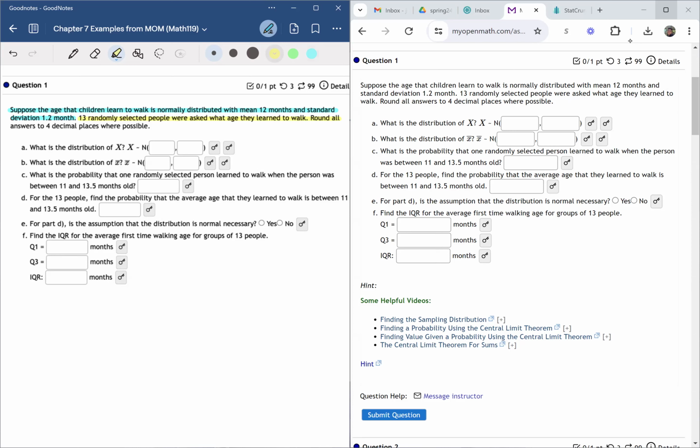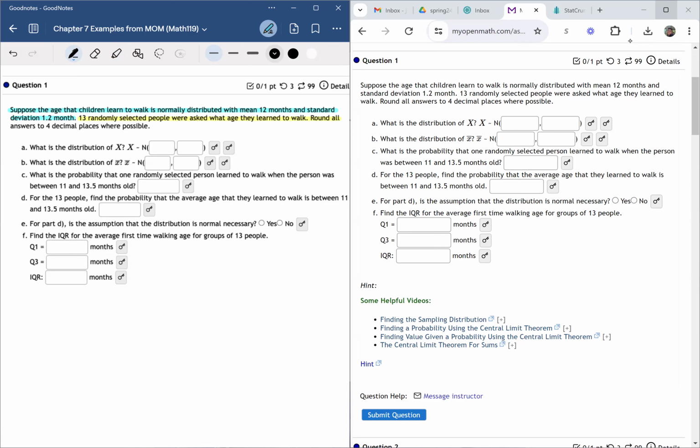And if we read a little bit further down for a moment, we'll see that we have questions asking about distributions of the whole population and then distributions that have to do with just the means. All right. So we're taking a bunch of samples, taking the means of the samples. All right. So let's take a look at part A.